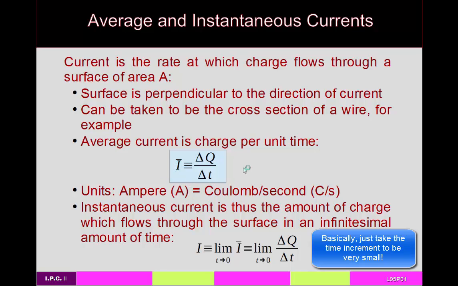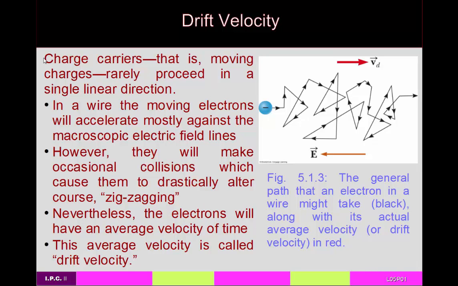This, of course, is an average current, and we can also talk about instantaneous current, which is basically the amount of charge that's going to flow through the surface in an infinitesimal amount of time. We can define that analogously to the way that we've defined other average as opposed to instantaneous quantities, which is that we find the instantaneous quantity by taking the limit as delta t approaches 0 of the average. So in other words, if we do this for a short enough amount of time, we effectively have the instantaneous current. The next thing that I want to talk about is what's called drift velocity.